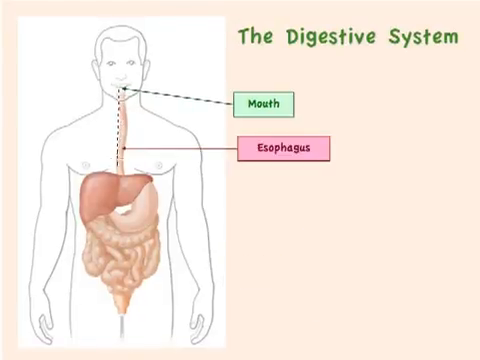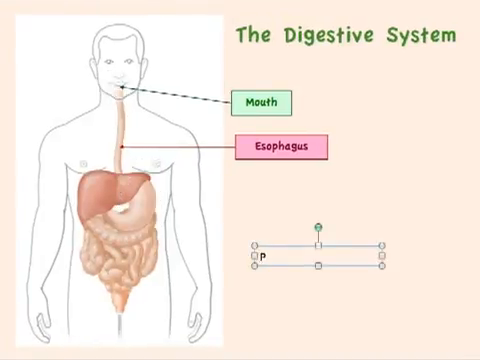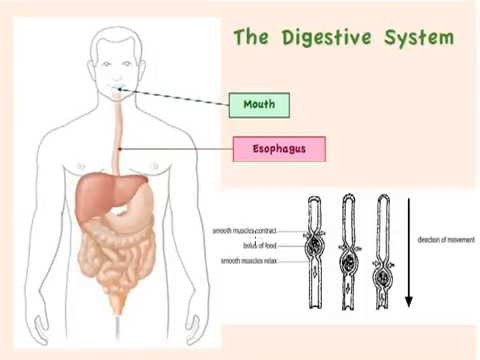Next, food travels down the esophagus, a soft tube that leads from the mouth to the stomach. It achieves this passage through an action known as peristalsis, in which muscles of the esophagus contract and relax in order to push food down into the stomach.